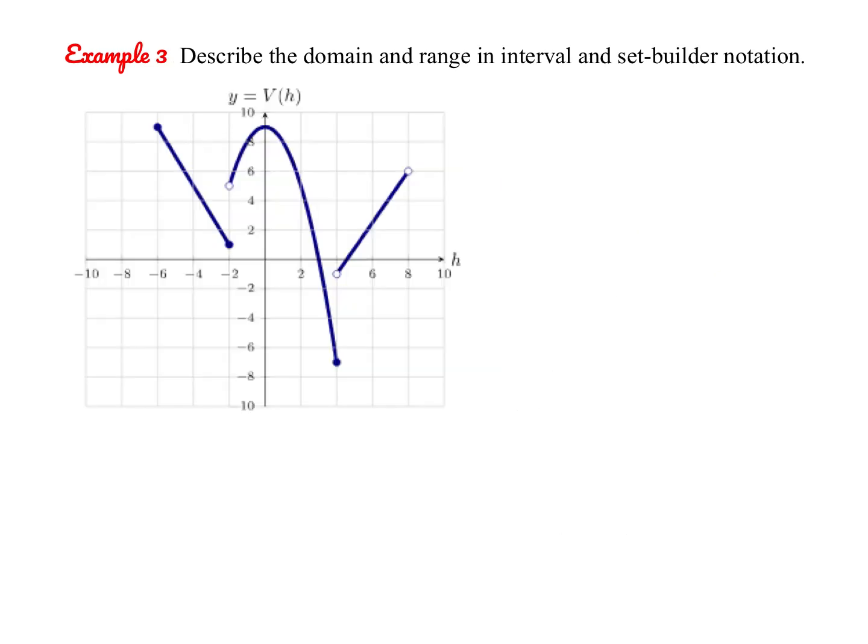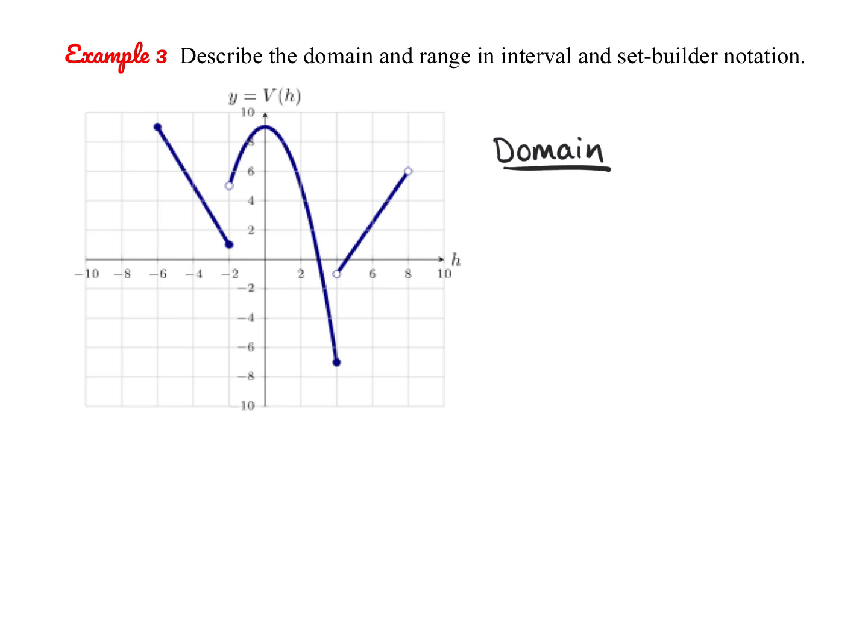All right, let's try one more together. So here you see that we actually have what's called a piecewise function. So it's kind of split up into different pieces, and some of our coordinates you'll notice are open and some are closed. So let's start with our domain.